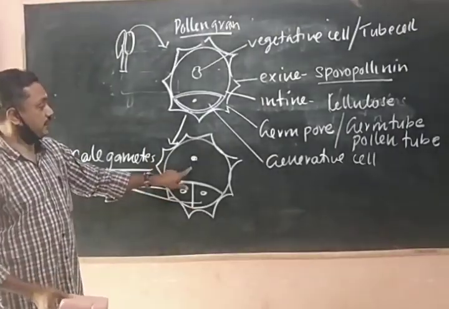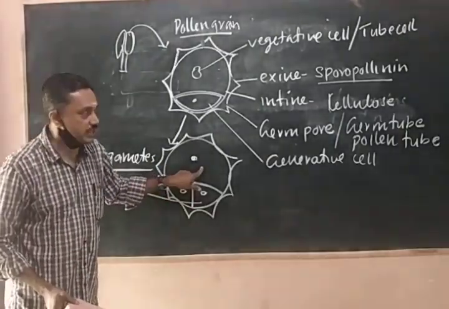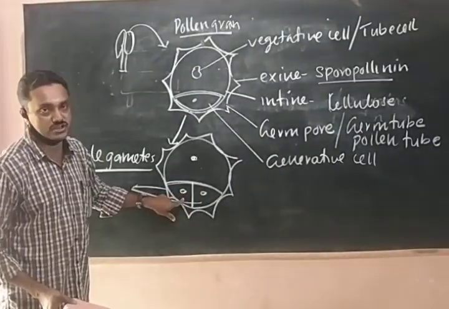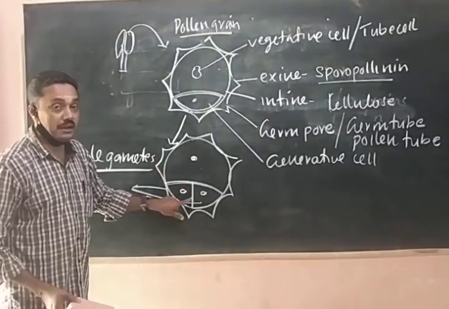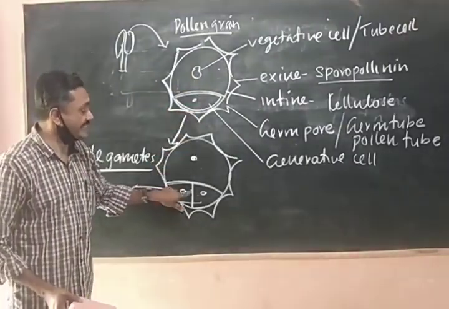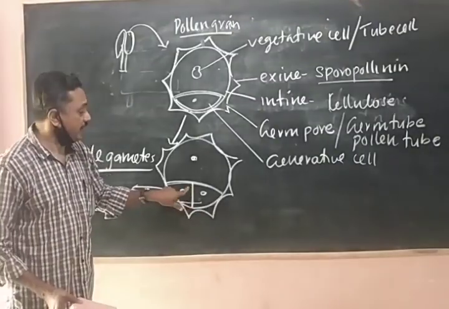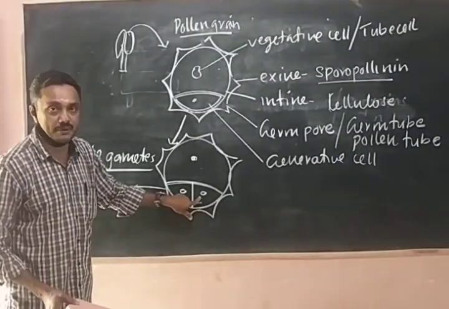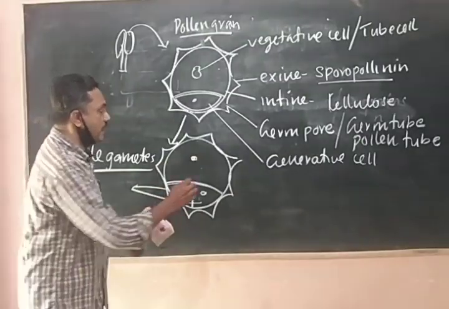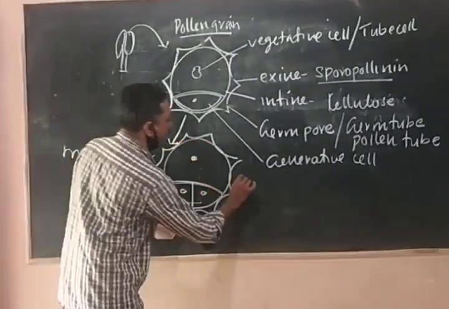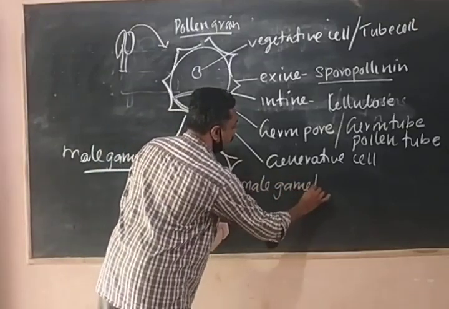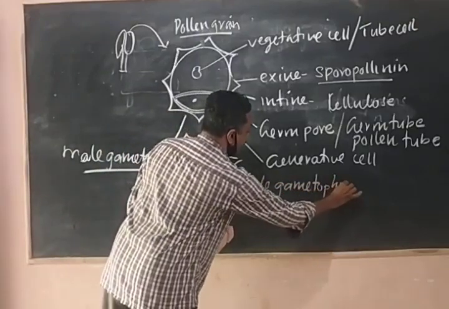Nothing happened to the vegetative cell. The generative cell divides into two male gametes. So you see, this is the two-celled condition. This is the three-celled stage. And you see, two male gametes are formed. The pollen grain at this stage is called the male gametophyte. This is called the male gametophyte.